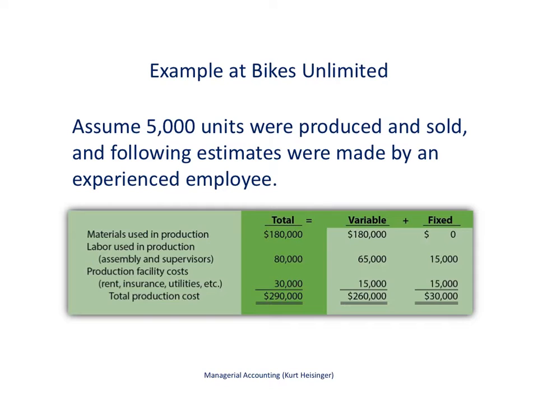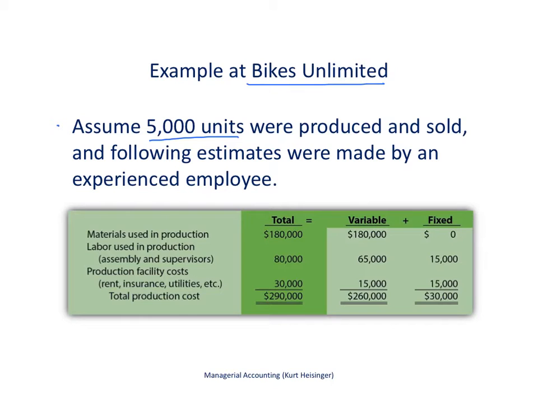I've been using this Bikes Unlimited example throughout our discussions of cost estimation, and the main reason is because I use that in my textbook, but it's fine to use it generically here. So let's assume that our company is Bikes Unlimited and that we produce mountain bikes and sell those mountain bikes to retail stores. The example that we have here shows that we produced 5,000 units and sold those units. Let's assume over the course of the last year.